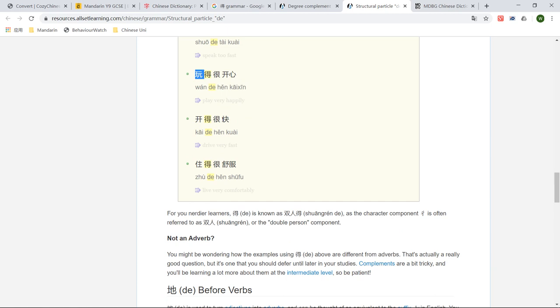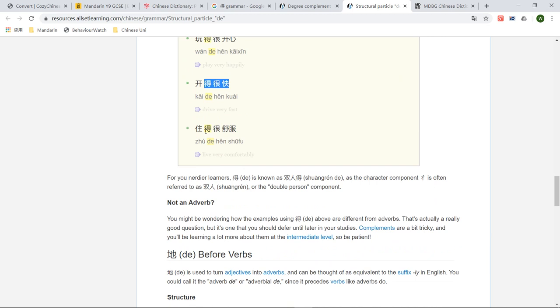开得很快. So, 开 means drive here, like 开车. Because this is not a full sentence, probably 开车 was mentioned before, so here you just need to use 开. 开, drive, 很快, very quick, very fast. So, 开得很快, drive very fast. 住得很舒服, 住, to live, 很舒服, very comfortable, so live very comfortably. 的 connects 住 and 很舒服, live and comfortable, so 很舒服, comfortable, modifies 住.